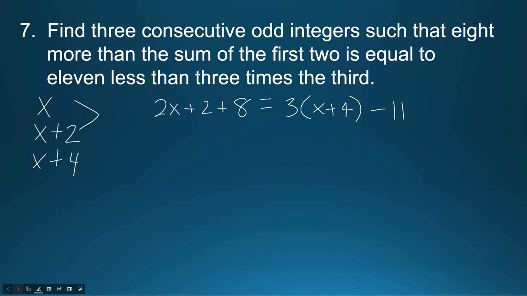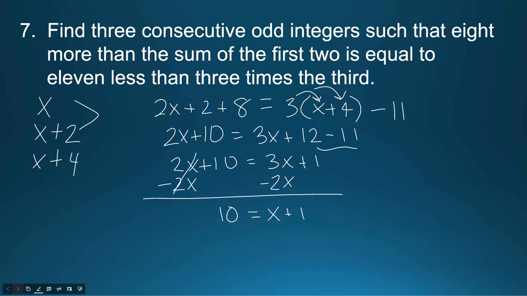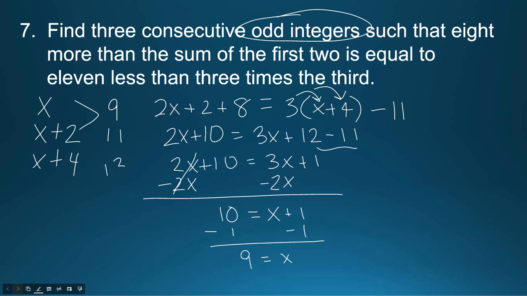minus 11. Okay, make this easier. 2x plus 10 equals 3x plus 12 minus 11 by distributing and combining like terms. So 2x plus 10 equals 3x plus 1. Again, combining like terms. Subtract 2x. So 10 equals x plus 1. Subtract 1. So x equals 9, which luckily we got an odd number. It says odd, so we should wind up with an odd number. And our answers then would be 9, 11, and 13. All right, let's see what we got next.